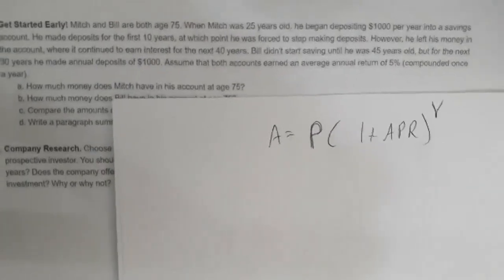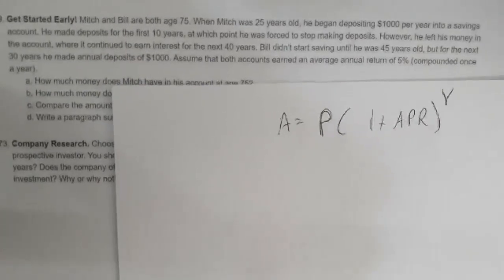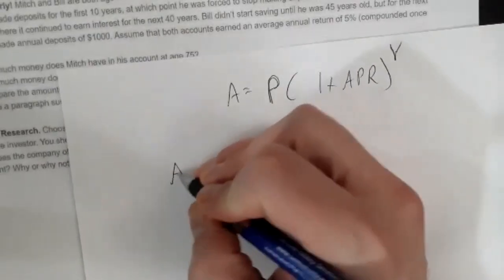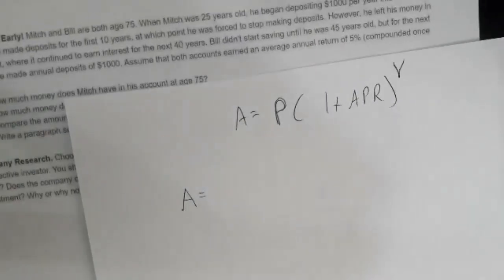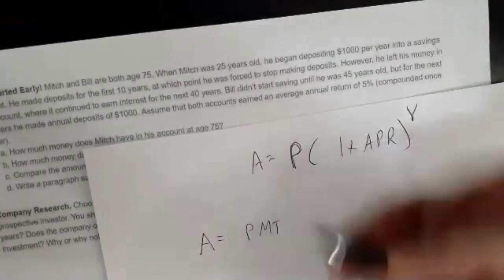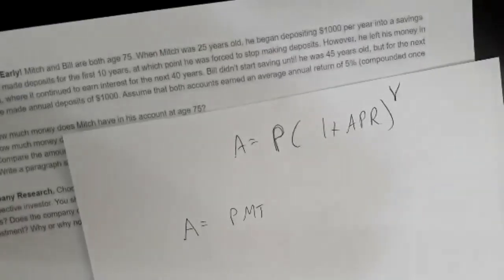So how much money did Mitch have in his account at age 75? Mitch started when he was 25. He began depositing $1,000 into a savings account for 10 years. So that's 10,000. It sounds like he's making regular payments. Would that be 10,000 if he did it for 10 years, or if he did it for 25 years? I don't know. It sounds like he's doing a savings plan and then he just leaves it in there.